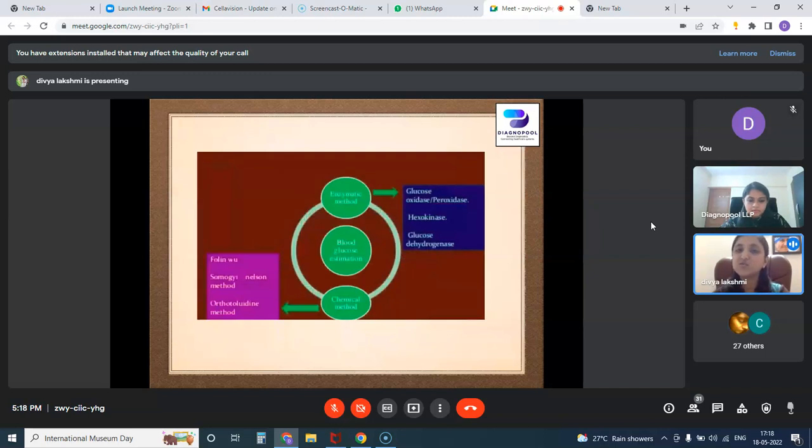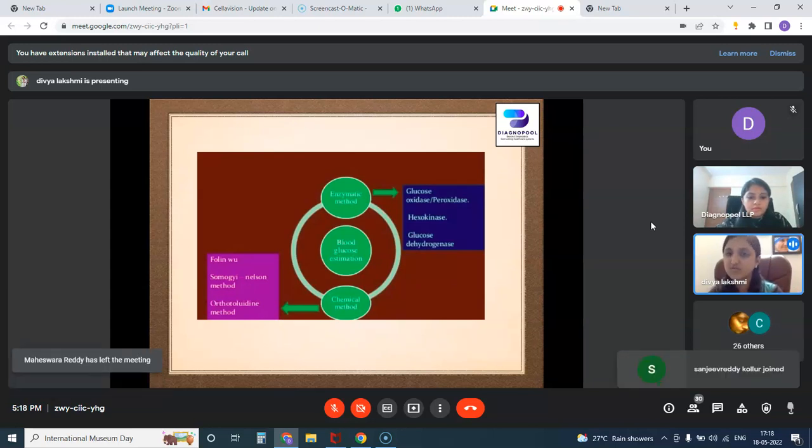So what are the methods used for estimating glucose? We have different methods, that is chemical methods and enzymatic methods. In chemical methods, there are the Folin-Wu method, Somogyi-Nelson method, and orthotoluidine method. Coming to enzymatic methods, which we all use, there are the glucose oxidase-peroxidase method, hexokinase method, and glucose dehydrogenase method.